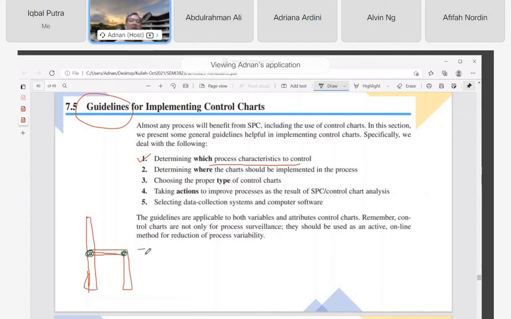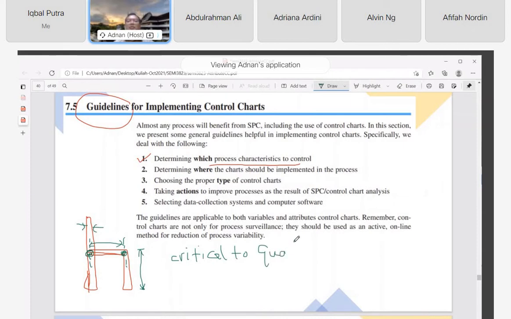monitor the height of the chair when it is assembled. You can measure the thickness of this back support. You can monitor the distance between this screw and the other screw. You can monitor this position. Even you can do a test to see how strong the joining is. There are so many things which are critical to quality.